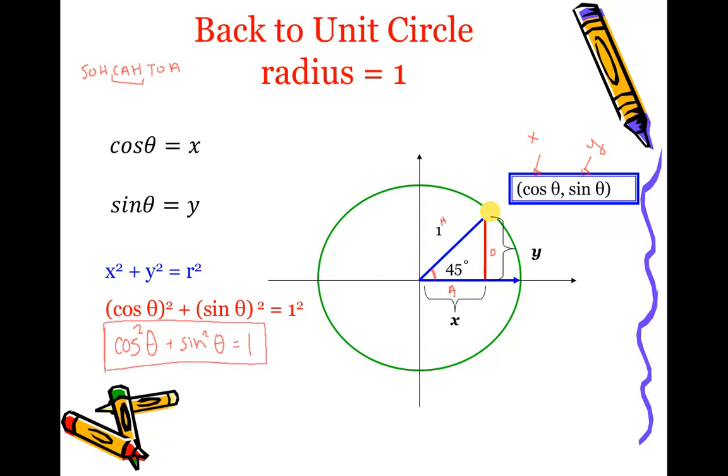This is something you're going to work with a lot. This is a trig identity. It's going to come up a lot more next year, but a lot. So like for this, if I do the cosine squared of 45 plus the sine squared of 45, it's going to give me 1. If I do the cosine squared of 30 plus the sine squared of 30, it's going to equal 1. And you can check that in your calculator.